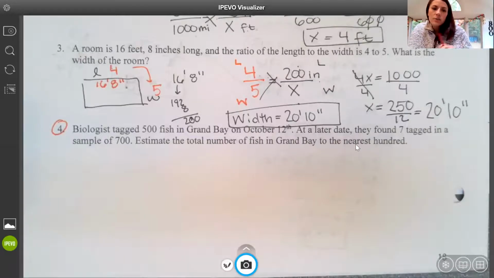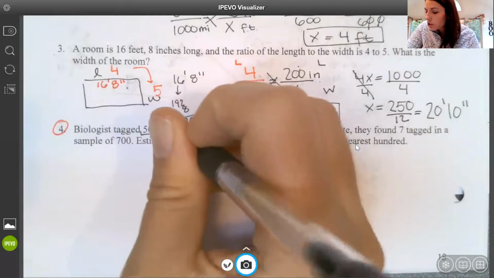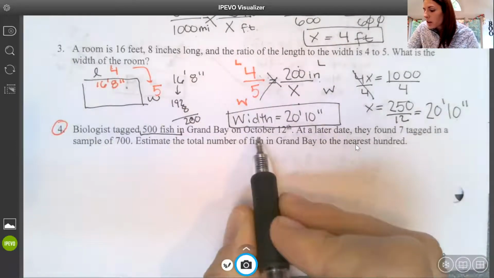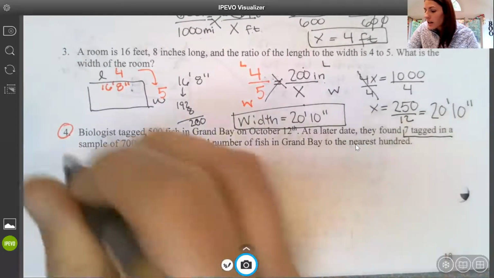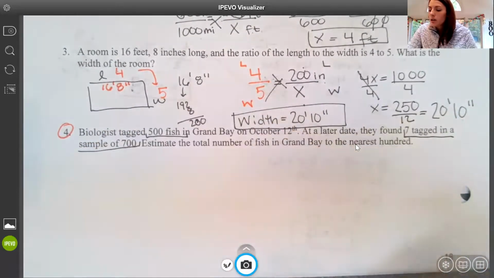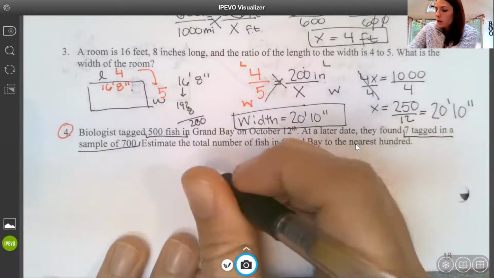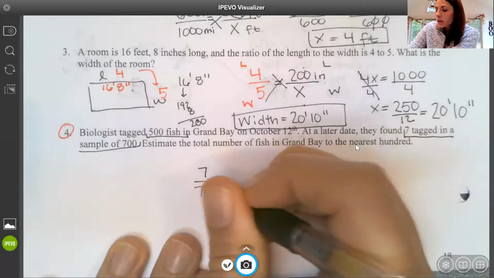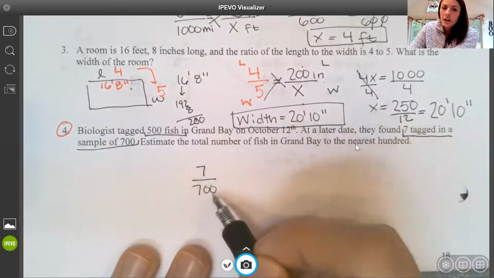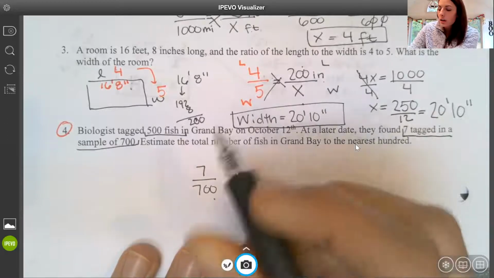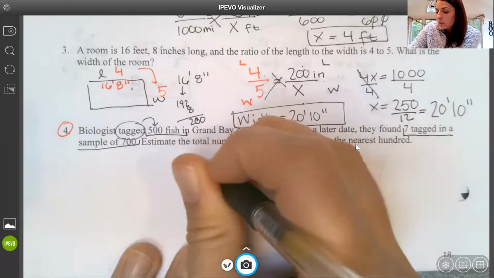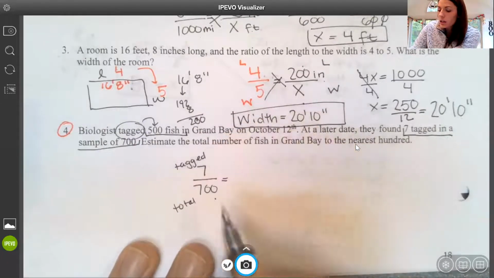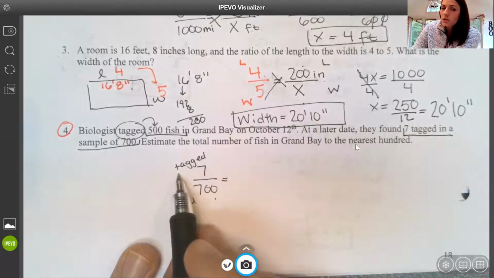Okay, so it says they tagged 500 fish in Grand Bay on October 12th. At a later date, they found 7 tagged in a sample of 700. So we want to estimate the total number of fish. So I'm going to go, there's 7 out of 700, right? So there were 7 tagged out of 700, okay? We initially tagged, right? So here we have tagged and the total.